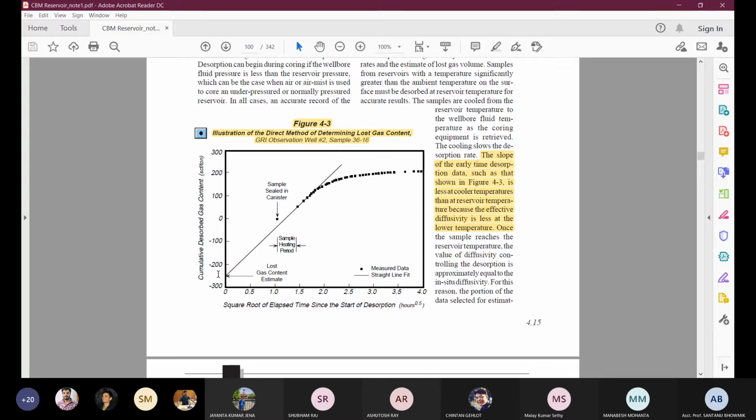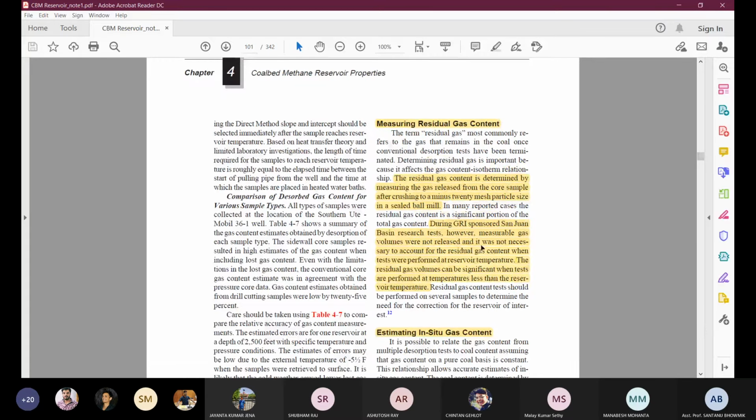Okay, the more breakage you do, the more gas comes out. When you crush the sample to some mesh size, you will see that the residual gas content is determined by measuring the gas released from the core sample after crushing to a minus 20 mesh particle size in a sealed ball mill.